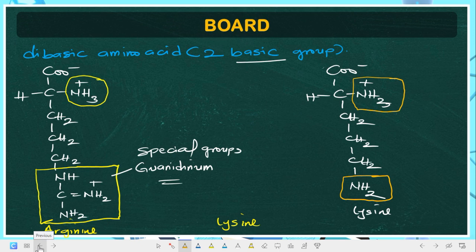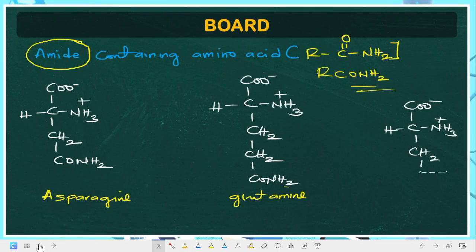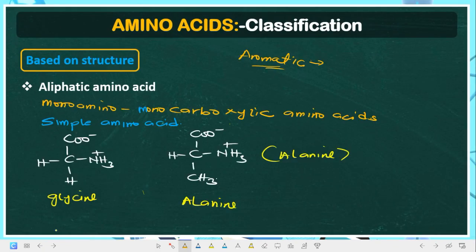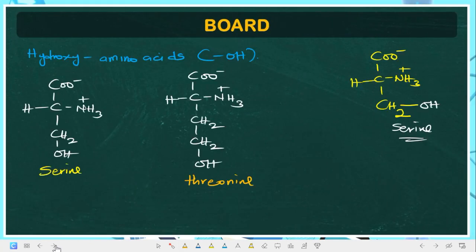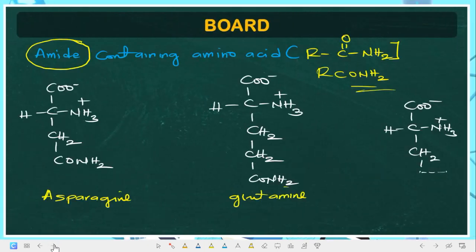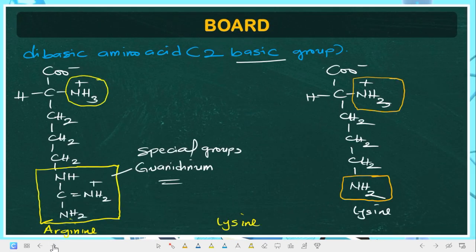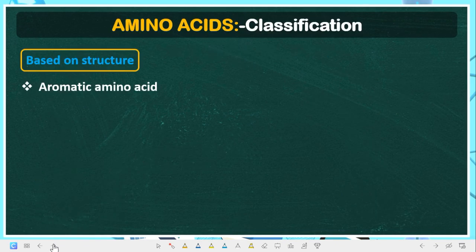So on aliphatic amino acid, we are done with them. Under aliphatic, we say we have monoamino monocarboxylic, which we talk about the simple, the branched, the hydroxylamine, the sulfur containing, the amine containing, and then we went to monoamino dicarboxylic amino acid. We talked about 2. We talked about the dibasic amino acid. Now in this one, we are going to be talking about the aromatic amino acid.